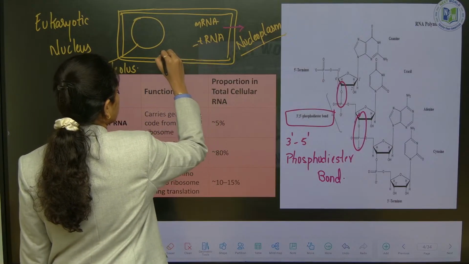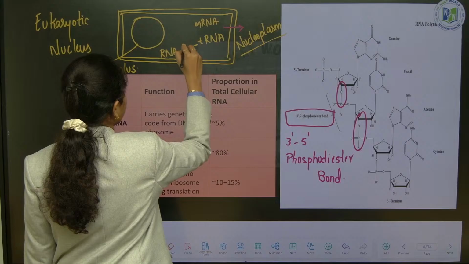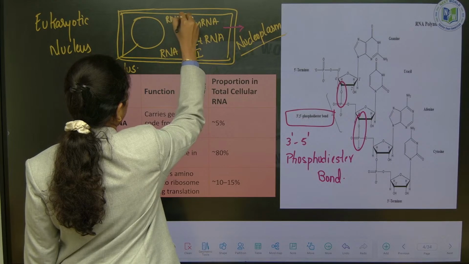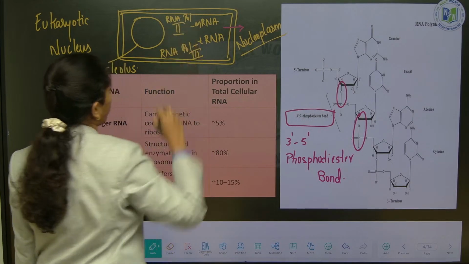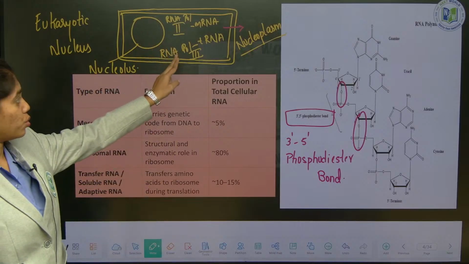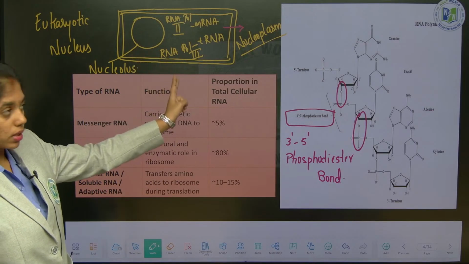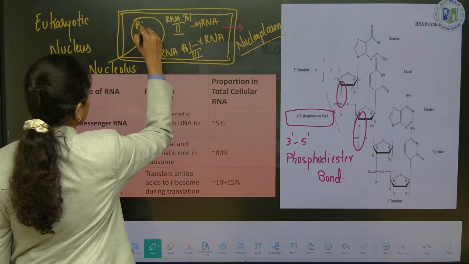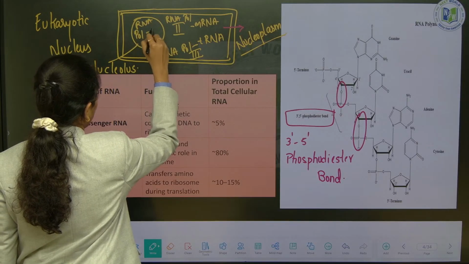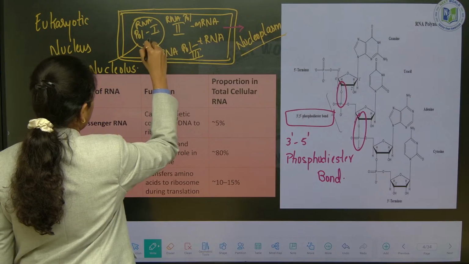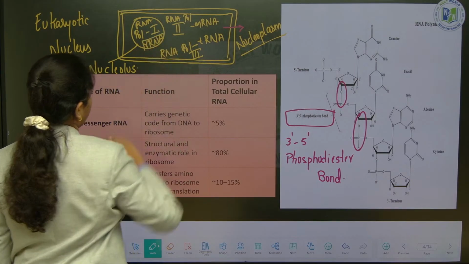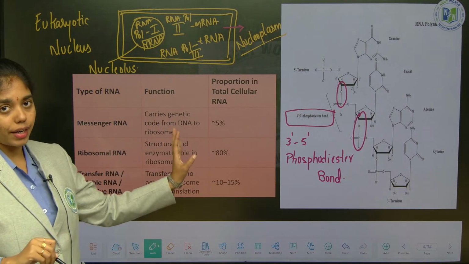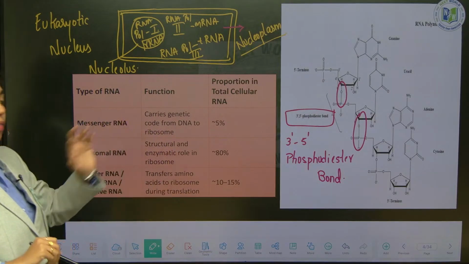tRNA is synthesized by RNA polymerase 3. mRNA is synthesized by RNA polymerase 2, inside the nucleoplasm. Whereas inside the nucleolus, RNA polymerase 1 will be synthesizing rRNA, that is ribosomal RNA. Important. Of course, these are not present in biomolecules, but this knowledge will help you in easy understanding of molecular basis of inheritance. So, have a note of this.